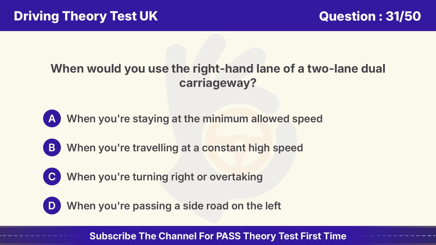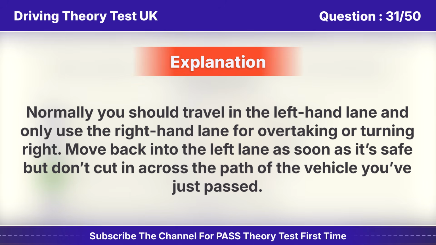Question 31. When would you use the right-hand lane of a two-lane dual carriageway? Answer is C. When you're turning right or overtaking. Normally you should travel in the left-hand lane and only use the right-hand lane for overtaking or turning right. Move back into the left lane as soon as it's safe, but don't cut in across the path of the vehicle you've just passed.